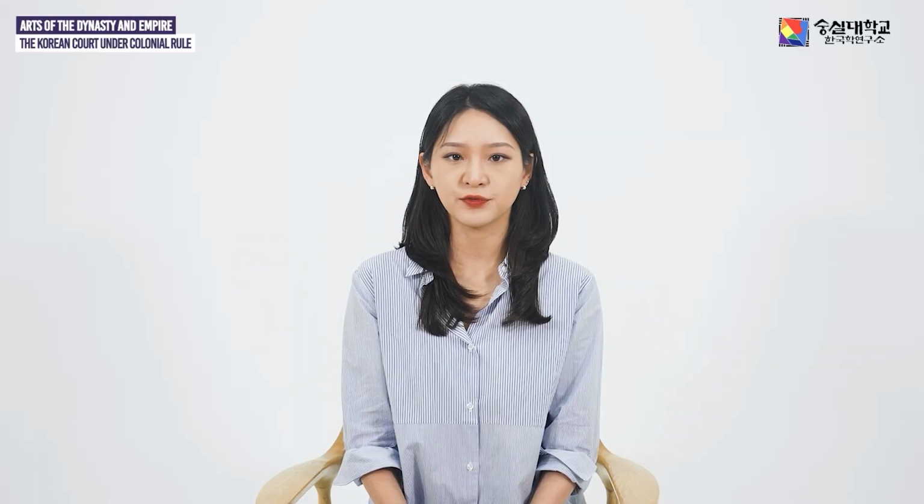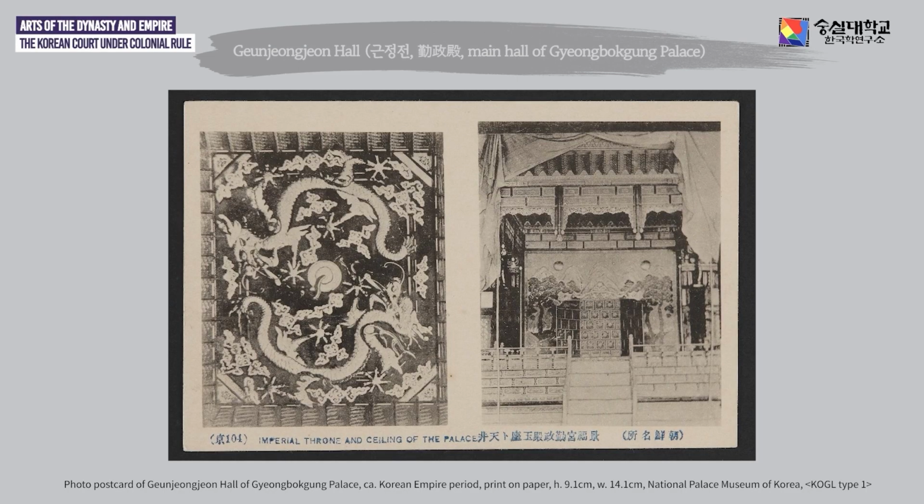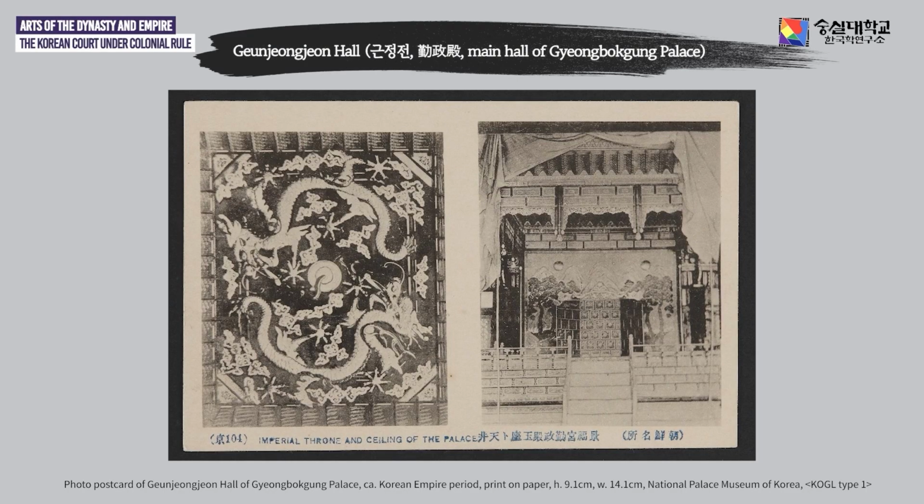The advent of photography and print media in Korea promoted the consumption of the Korean court as a commodity. In addition to Changgyeonggung Palace grounds, images of private and exclusive spaces, such as the main hall of Gyeongbokgung Palace, became accessible through photography and reproduced images.